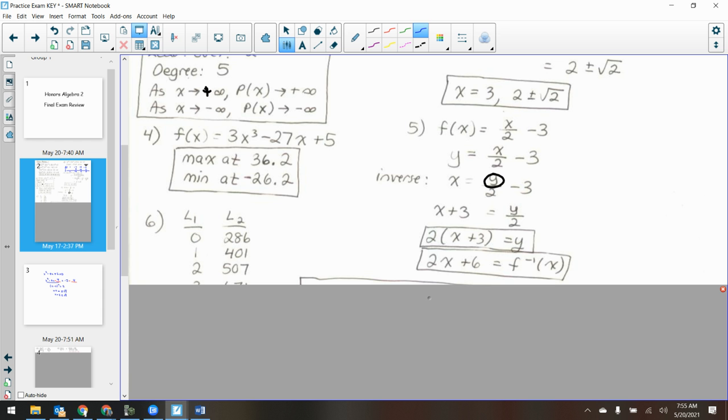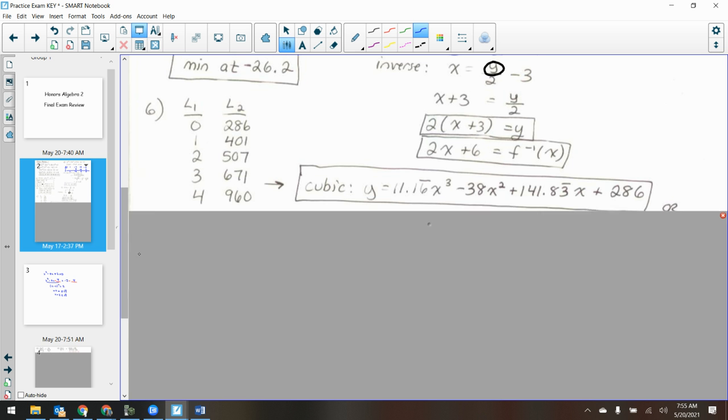It would not be okay to say 2x plus 3, with no parentheses there. Because that was a very big mistake that I had a lot of people do on this test. A lot of people tried to add the 3 before multiplying by 2. You can't do that. Number 6, the regression.